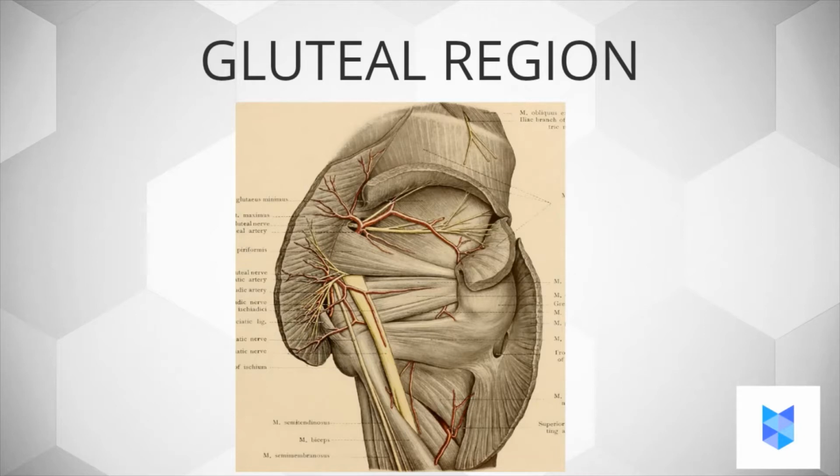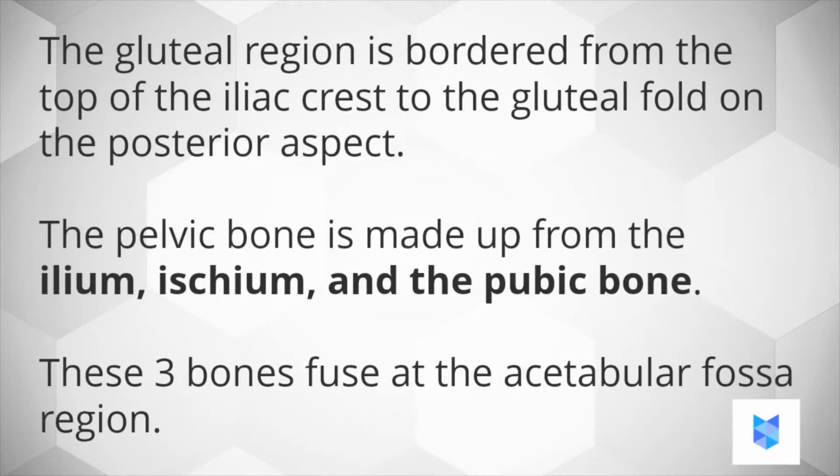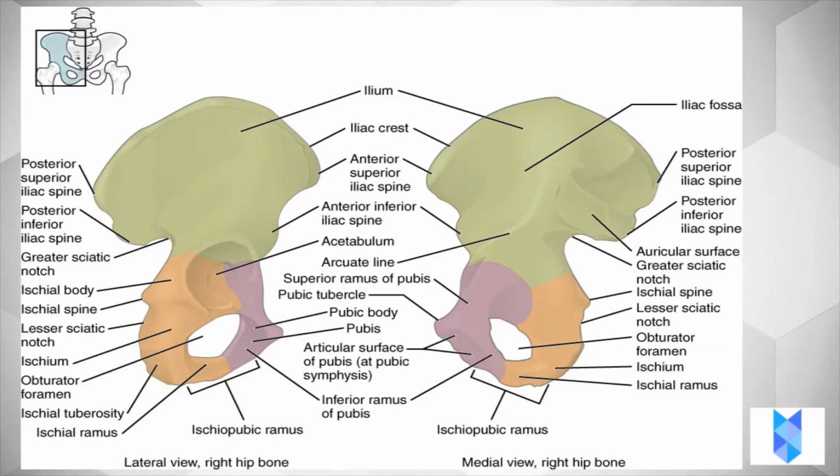So let's get started. The gluteal region is bordered on the top by the iliac crest to the gluteal fold on the posterior aspect of the body. The pelvic bone is made up of three different bones: the ischium, the ilium, and the pubic bone. These three bones fuse together at the acetabular fossa region. This slide shows you some important landmarks of the pelvic bone, and you should get familiar with these landmarks.